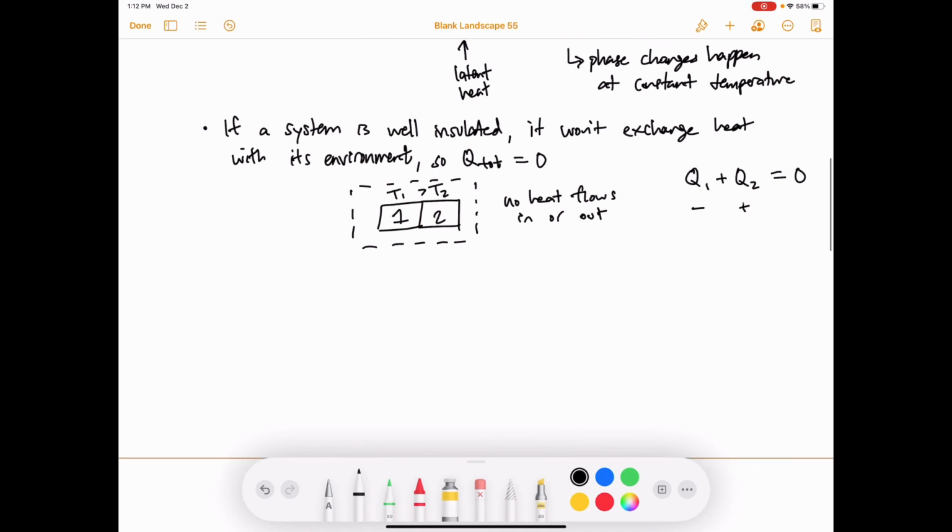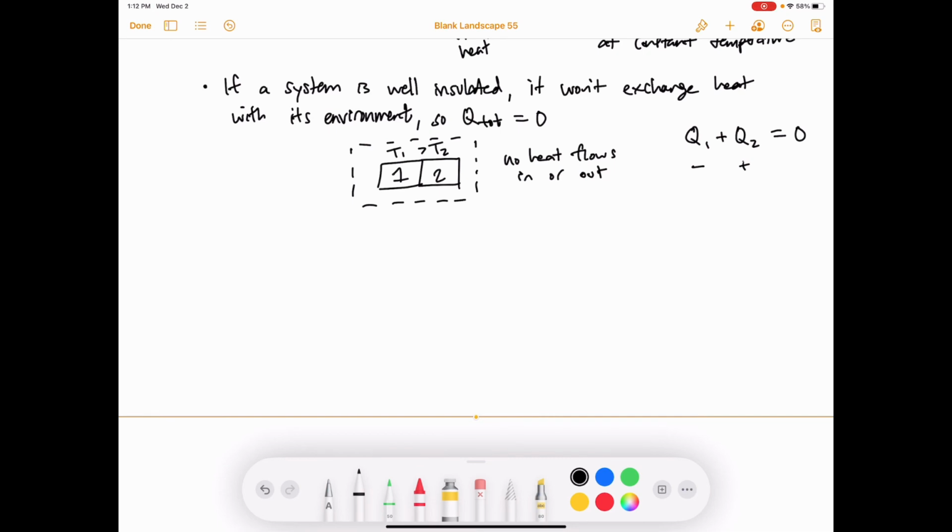Now, when it comes to heat, there are different modes of heat transfer. We talked about convection, radiation, and conduction, but conduction is the one that we'll really focus on. So conduction is how heat typically flows through a solid material.